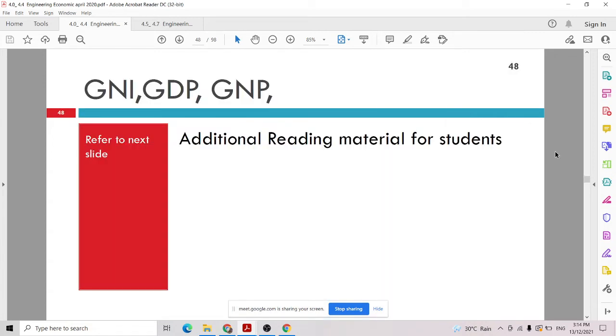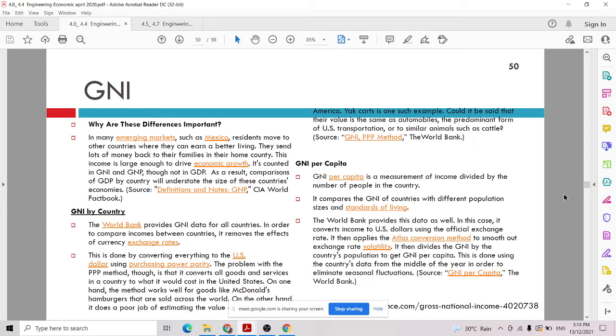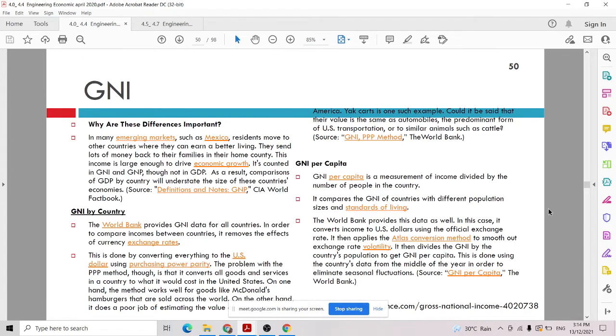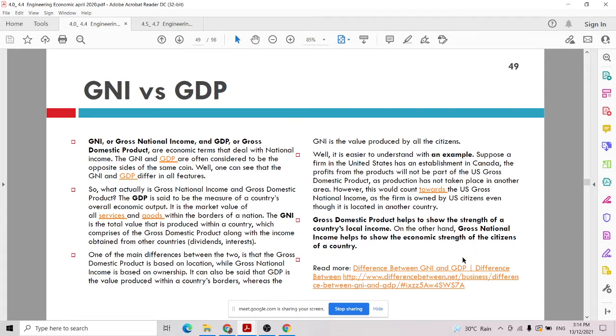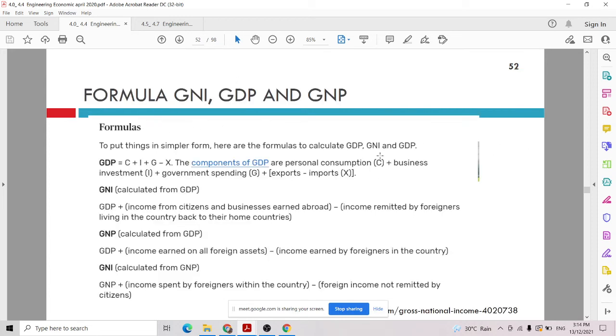Okay, so this is the extra reading for you. You can click the YouTube link given. GDP versus GNI. For further reading, you can read at this link below. Okay, and GNI I have mentioned earlier. And this comparison chart, if you want to go into detail about what GDP, GNI, and GNP are, you can refer to this link below. Okay, this is the summary. And then the formulation is the same. You can refer to the link given to you.